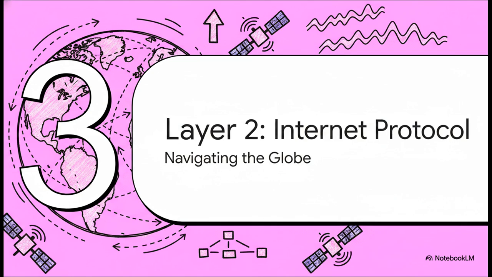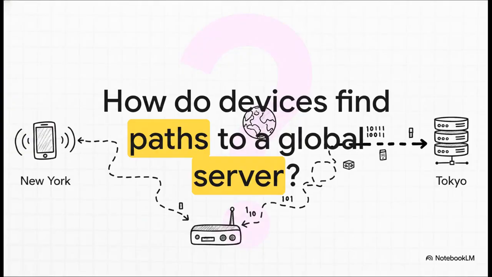All right, Section 3, Layer 2, Internet Protocol, navigating the globe. We're stepping up the stack now, leaving your local Wi-Fi network behind and entering the wild world of complex global routing. Consider this classic exam scenario. How does a device in New York actually find the exact path to a specific server in Tokyo? The answer lies in IP addresses and routers.